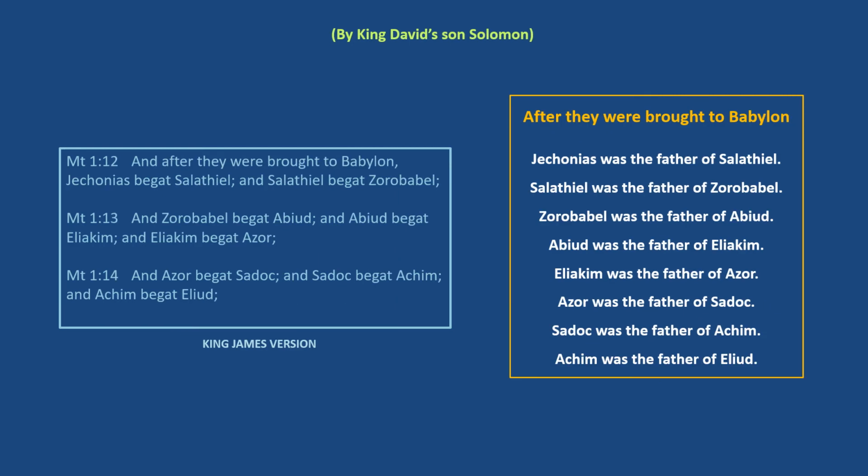After they were brought to Babylon, Jeconias was the father of Salathiel. Salathiel was the father of Zorobabel. Zorobabel was the father of Abiud. Abiud was the father of Eliakim. Eliakim was the father of Azor. Azor was the father of Sadok. Sadok was the father of Akim. Akim was the father of Eliad.